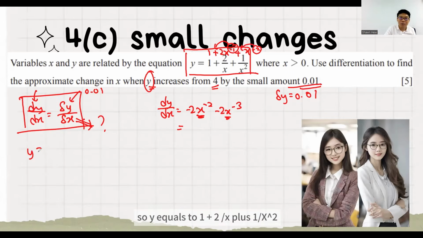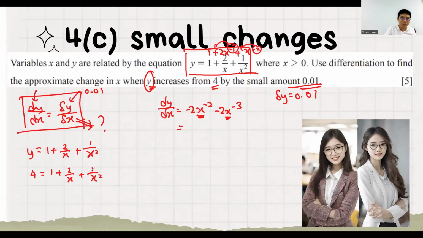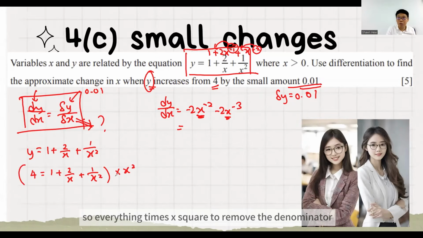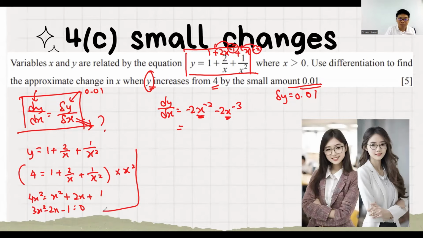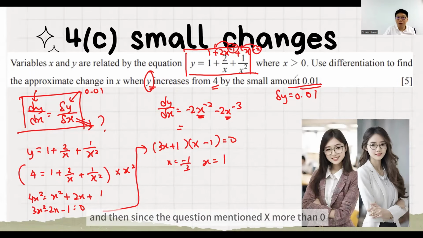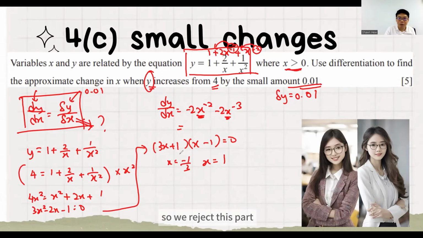So y equals 1 plus 2 over x plus 1 over x squared, and y is 4. So everything times x squared to remove the denominator. 4 times x squared is 4x squared. 1 times x squared is x squared. 2 over x times x squared is 2x. And then this times this is 1. Since the question mentioned x is more than 0, we reject this part. So x is 1. We can stop here.